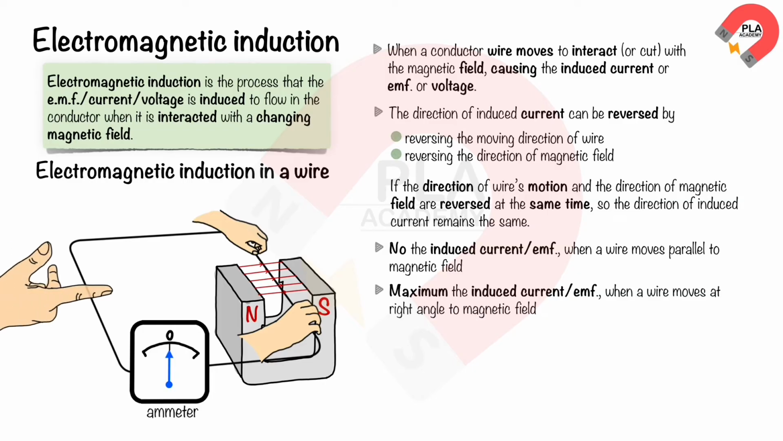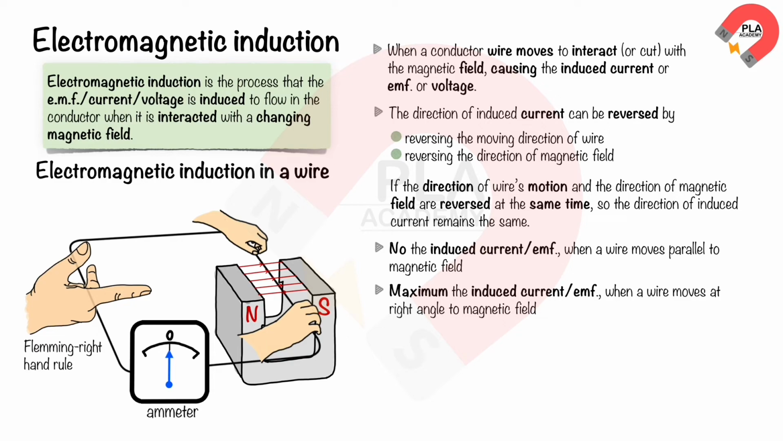We can determine the direction of the induced current using Fleming's right-hand rule. The thumb indicates the direction of force, or the moving direction of the wire. The index finger indicates the direction of the magnetic field. The middle finger indicates the direction of current. The three fingers must be perpendicular to each other.